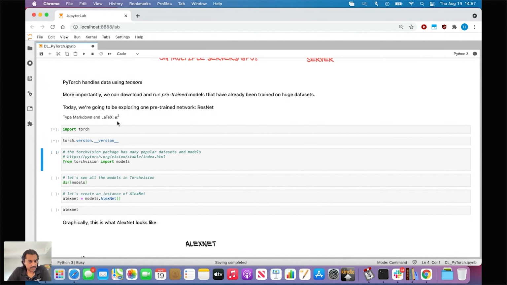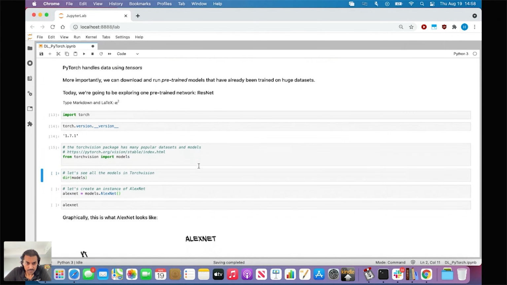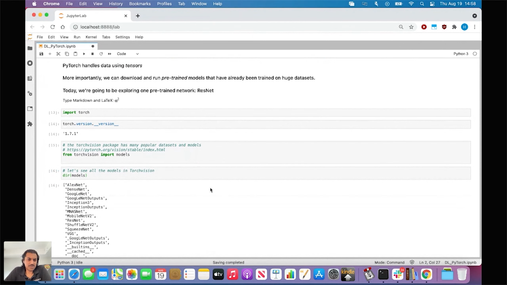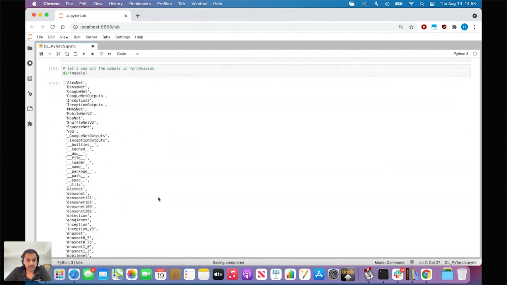I'm importing a bunch of stuff. Again, what's happening here is not necessarily that relevant. I'll make sure to highlight the relevant parts. Within PyTorch, there's something called Torch Vision that allows us to import popular data sets and models, okay? And here's a very simple list of all the models that are available in Torch Vision. So you have AlexNet, DenseNet, GoogleNet, so on and so forth.